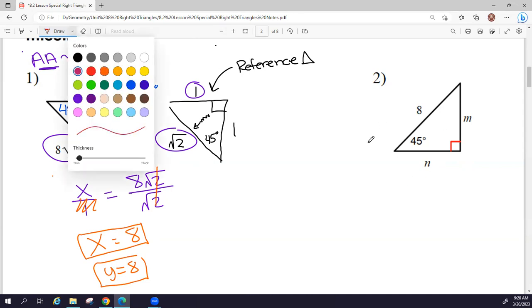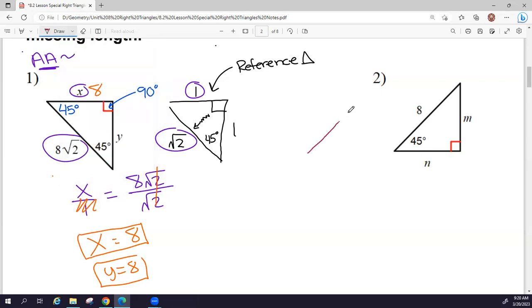So let's try that again. And these ones take some practice. I like to draw my reference triangle every time, and that way I remember it. I've committed to memory: my two legs I put 1s on, and my hypotenuse is the square root of 2.